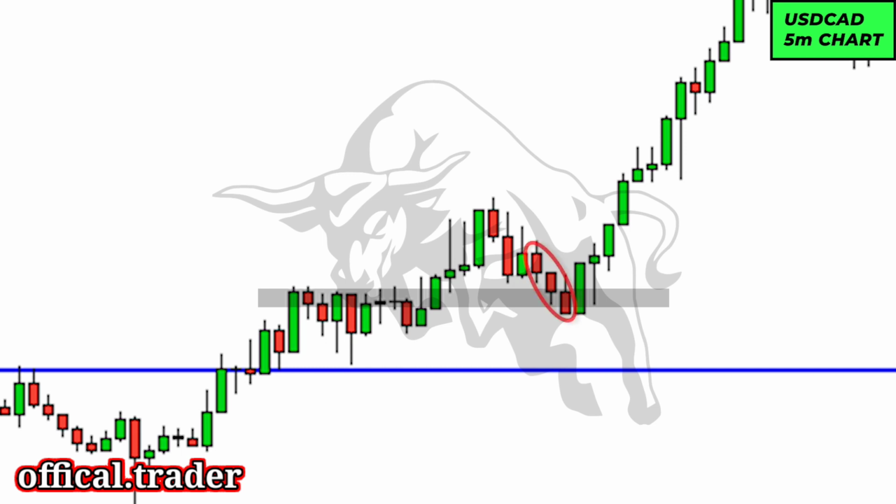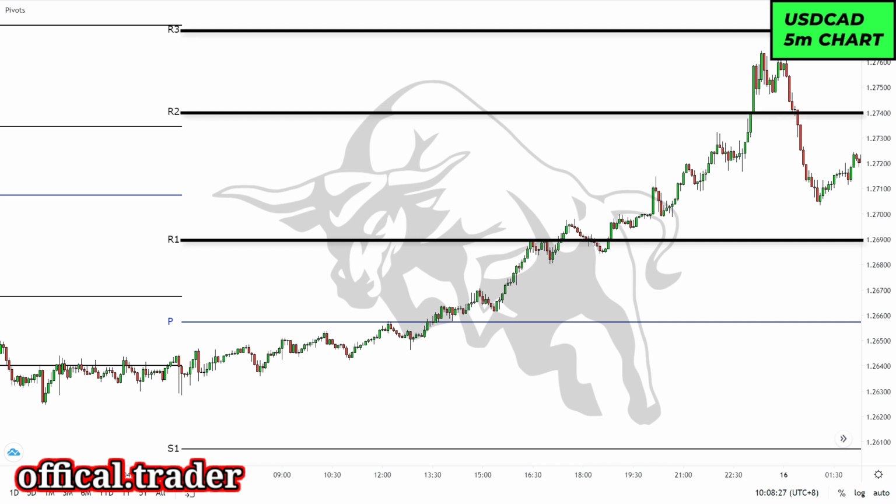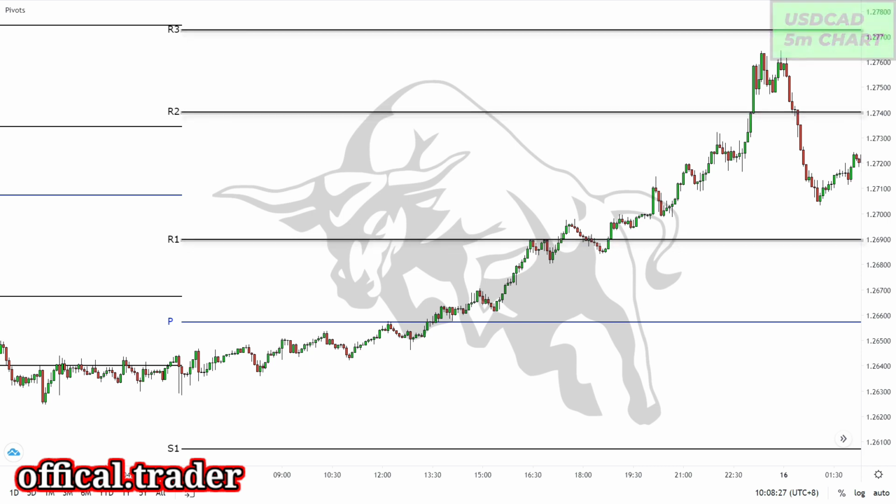We see these small red candles as we move down into support, and then a larger green candle, which engulfs the two previous red candles. This would be our trigger to enter a buy trade, with a stop loss placed below the mid pivot. We would use the R1, R2 and R3 levels above as our profit targets and close our trade in portions as price reaches these levels.